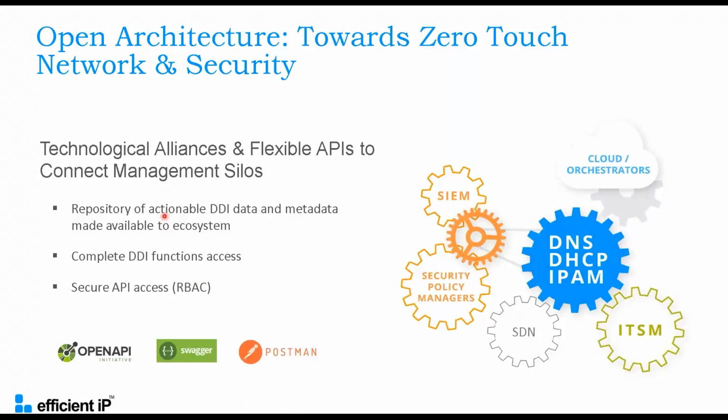The DDI allows us to have this repository of actionable DDI data and metadata. It gives us the full DDI function, and it gives us a secure API access, which is protected by role-based access control. So this is our API I'm referring to. Sorry, I realized I missed the title there. So the API gives us this ability to integrate, gives us this ability to perform zero touch using things like Alexa, because it has a repository of actionable DDI, complete access, and it's secure, and it's standardized as well. So Open API and Swagger.